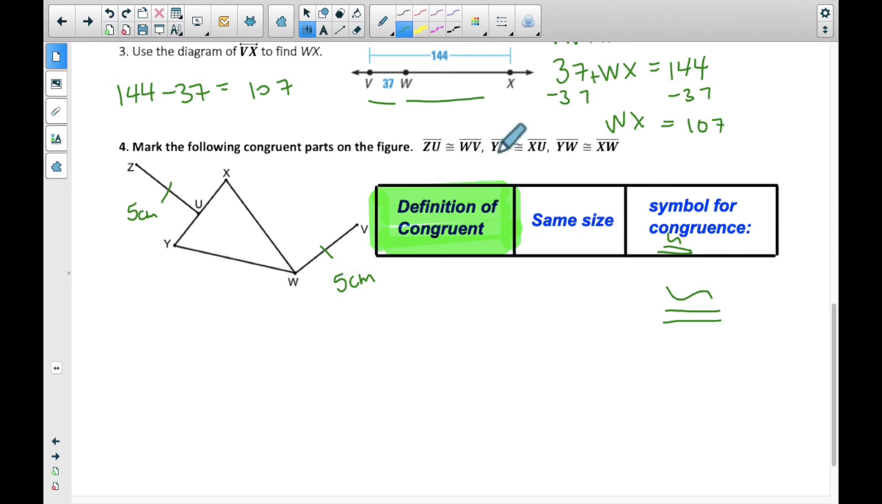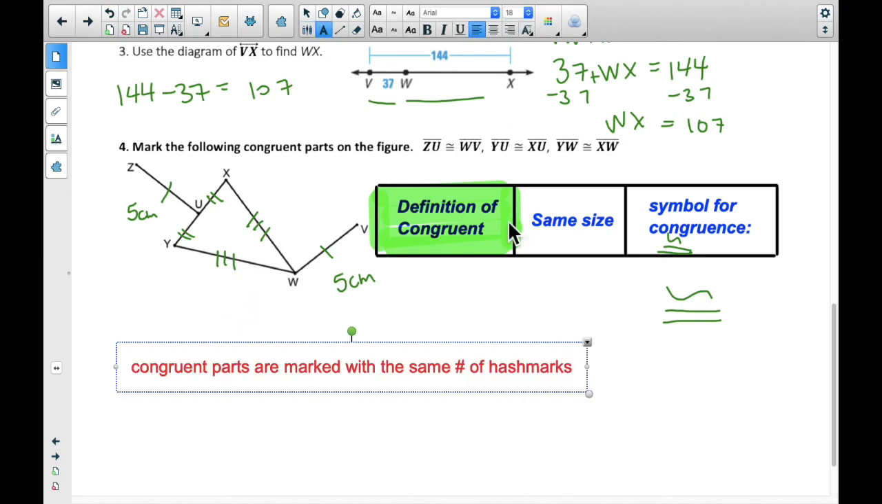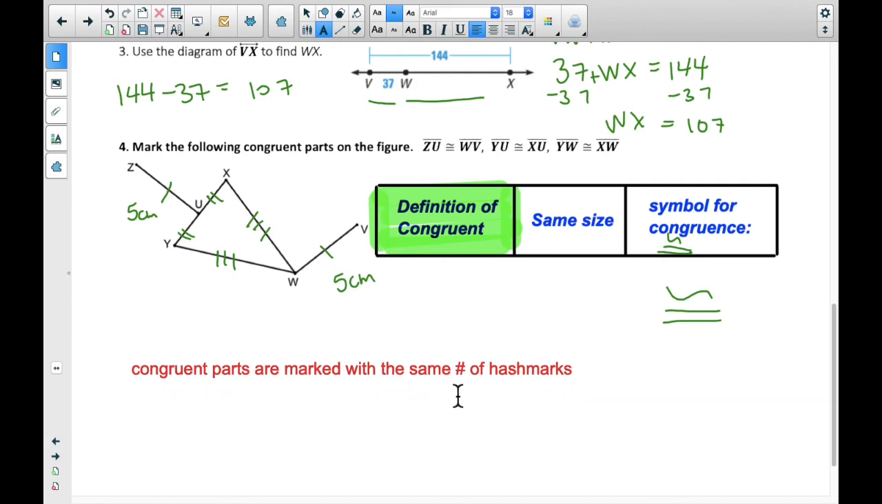Okay, once we've used the 1 tick mark, we now need to go to 2 tick marks and then 3 tick marks. So the next one is YU, which is right here, is congruent to XU, which is right here. And so once again, if this is 2 centimeters, this is also 2 centimeters. YW is here. I'm going to use 3 tick marks, and XW is here. So once again, if this is like 10 centimeters, this is also 10 centimeters. Okay, and so I went ahead and wrote that in there. Congruent parts are marked with the same number of hash marks. And so that's what those little tick marks mean, is that they're congruent.